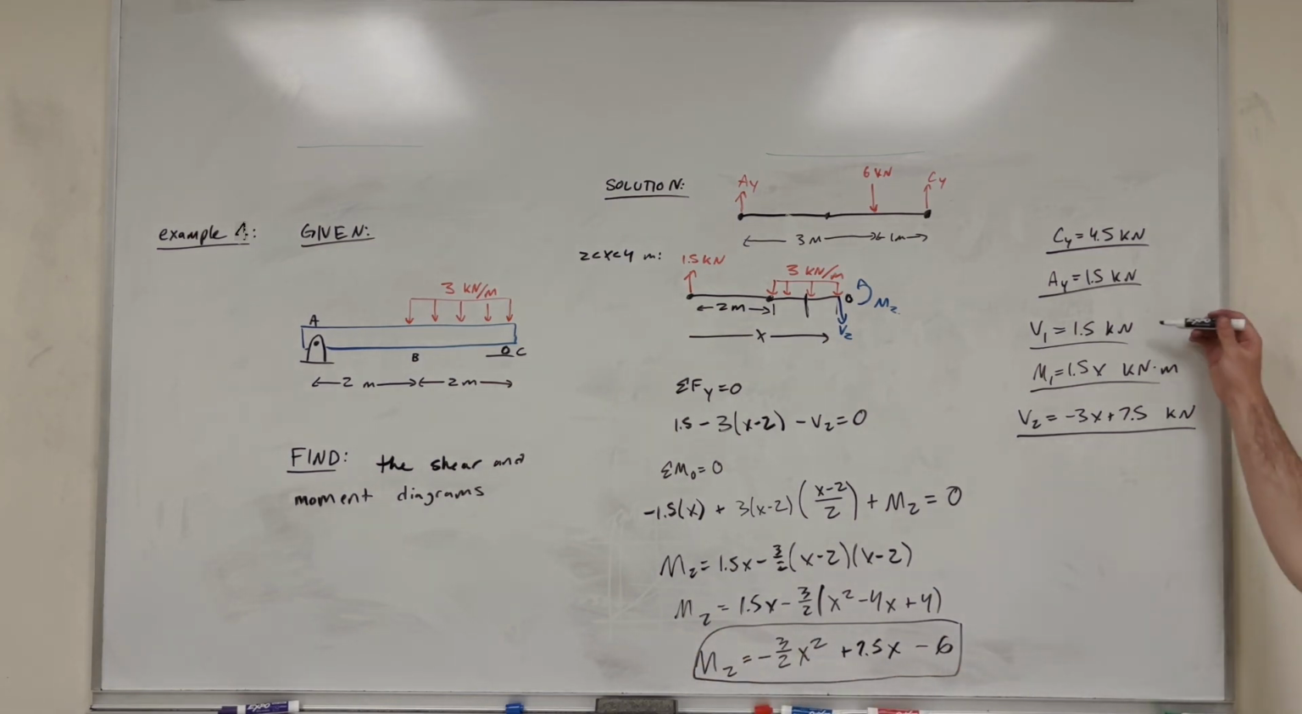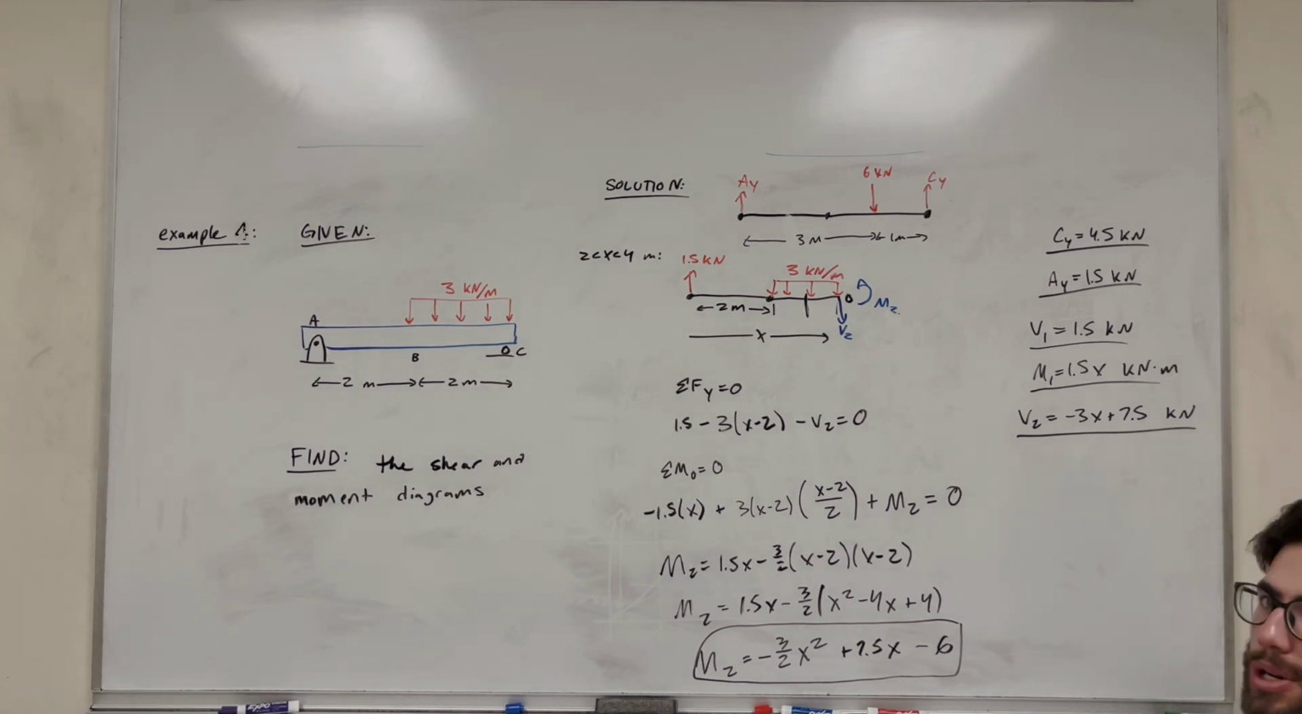So now we have all of these. We have the shears for the first half and the second half, and the moments for the first half and the second half, and now we just need to graph them.